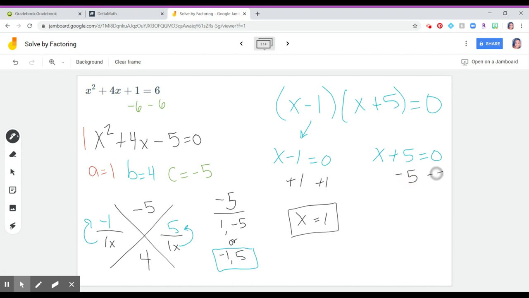Subtract 5. And I get x equals negative 5. Again, choose solution.